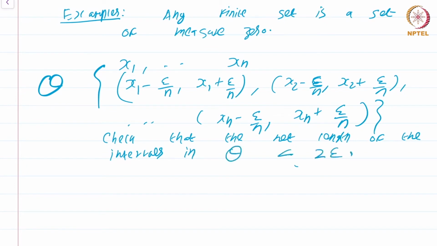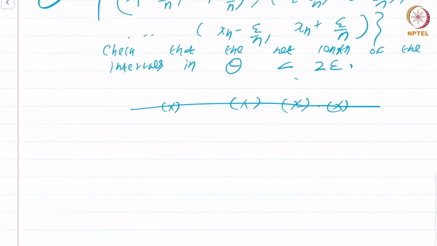Okay. Please check this. So that really doesn't matter. The factor of 2 really doesn't matter. So any finite set, I can just look at this finite set and keep making these covers, these open intervals around this finite set smaller and smaller to make sure that the net sum is less than epsilon. This can always be done. So any finite set is automatically going to be a set of measure 0. Extending this, any countable set.